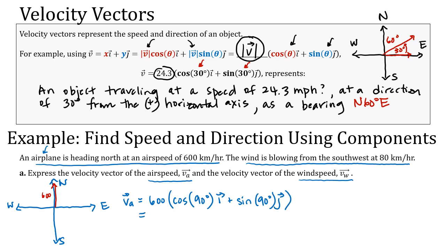Okay, and I'm going to actually calculate that out. What is the cosine of 90 degrees? The cosine of 90 degrees is 0, and the sine of 90 degrees is 1. So 0 times anything is just 0, so that one goes away, and we're left with simply 600j. Remember, unit vector i represents horizontal movement, unit vector j represents vertical movement. So starting at the origin, this vector is simply involving a vertical movement of 600 units.